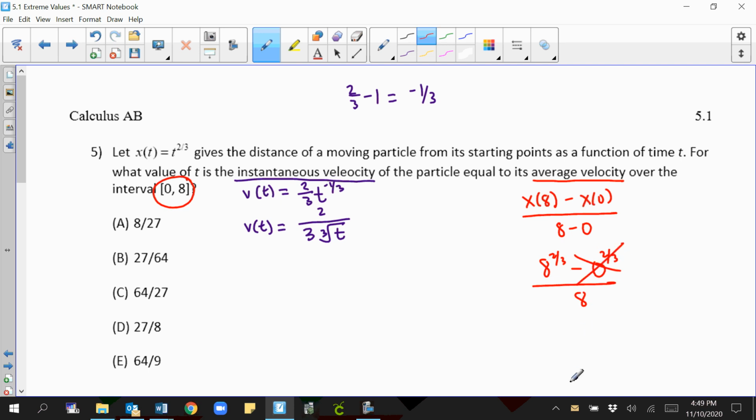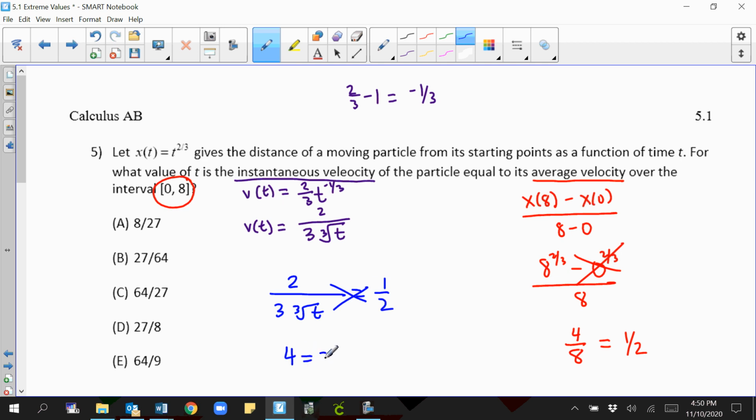So that just goes away. So 8 to the 2/3, well, the cubed root of 8 is 2, and then squaring it gives me 4. So I'm looking at 4 over 8, which is just equal to 1/2. So what I want to know here is, when is my 2/3 cubed root of t equal to that 1/2? I've got two fractions here, so I'm going to cross multiply.